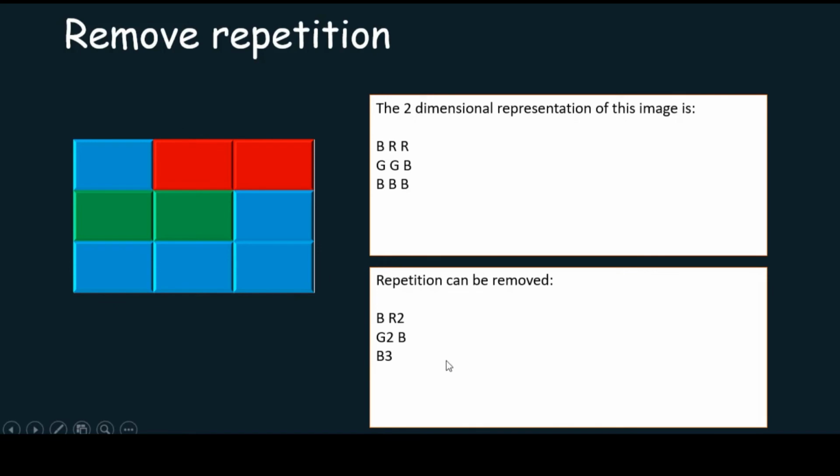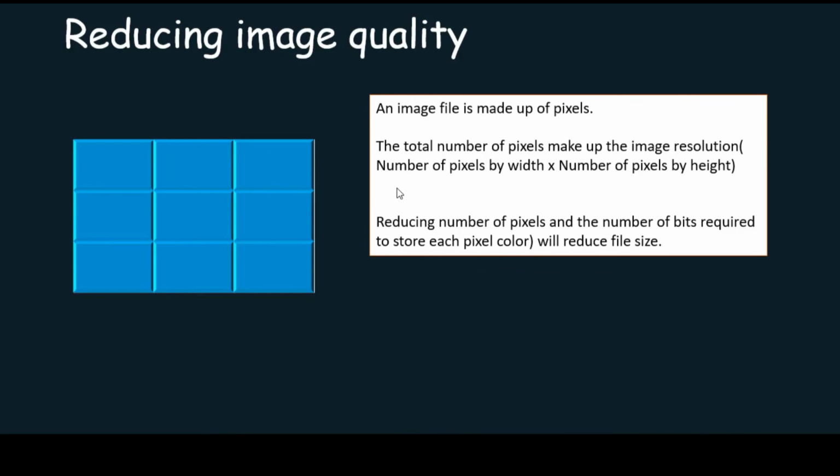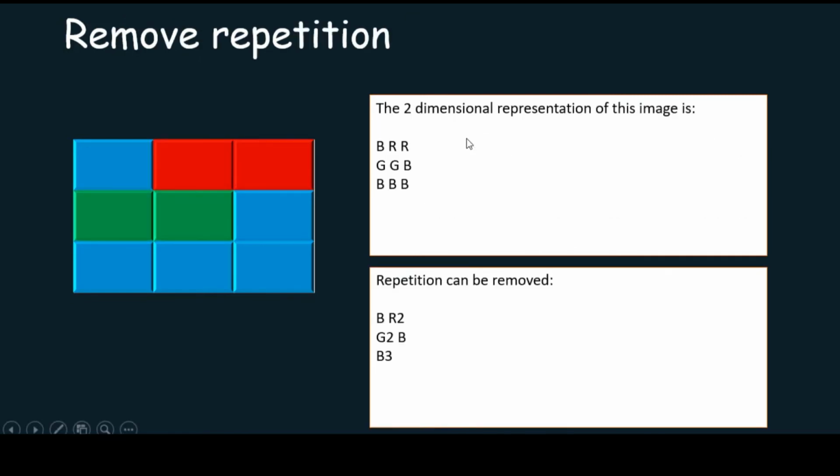Uncompressing this simplified, two-dimensional representation will yield the same representation here, whereas this one, once you have already removed or reduced the number of pixels, you can't get those pixels back. Okay, so reducing image quality becomes a lossy compression, and this one becomes a lossless compression.